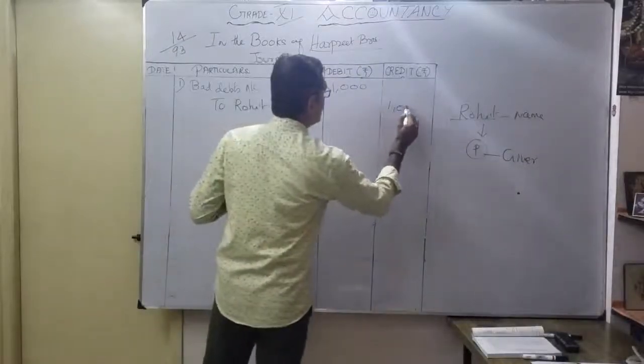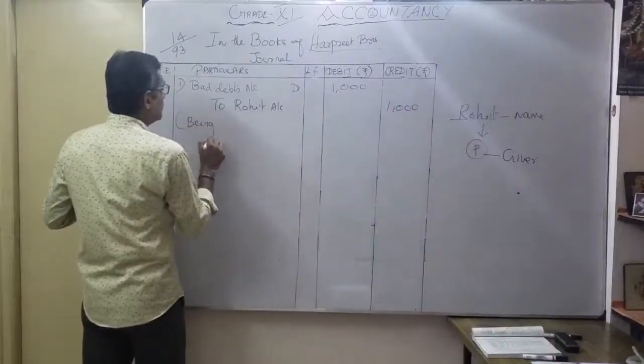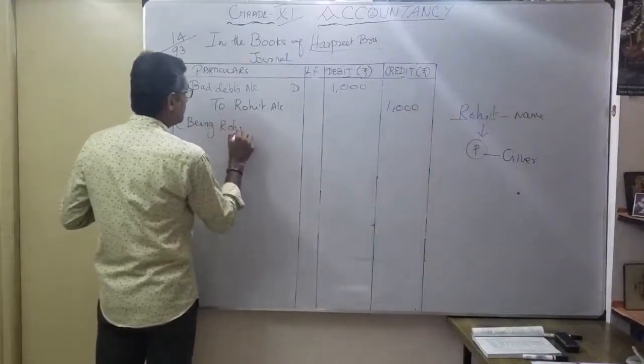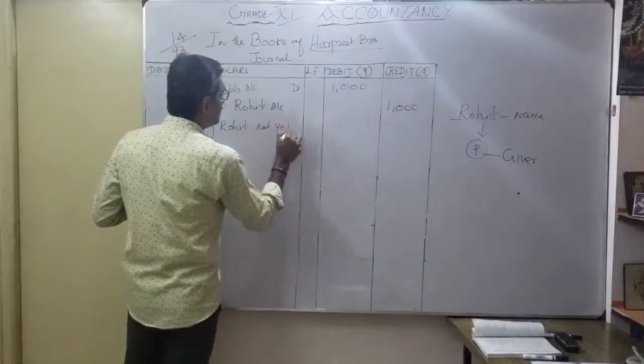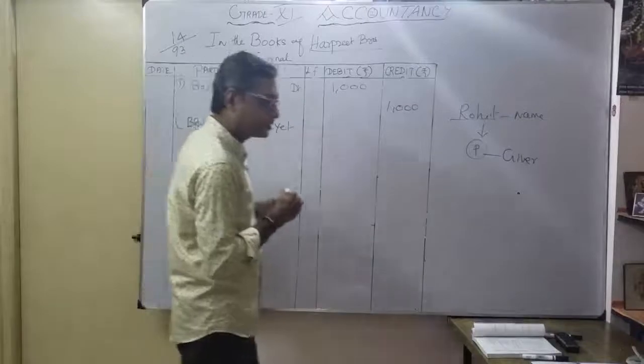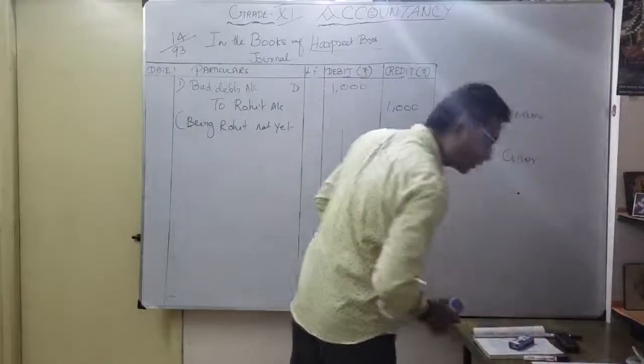So what is the narration of the journal entry here? Being amount due from Rohit, which is considered as bad debts. Being due from Rohit.